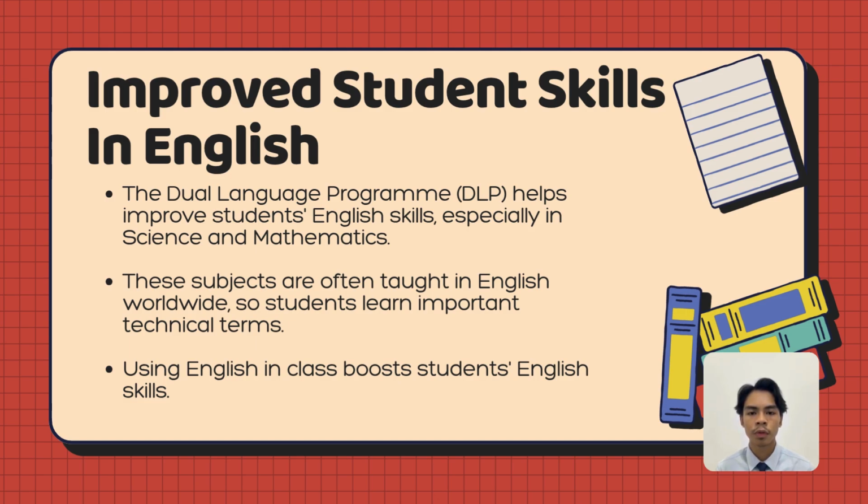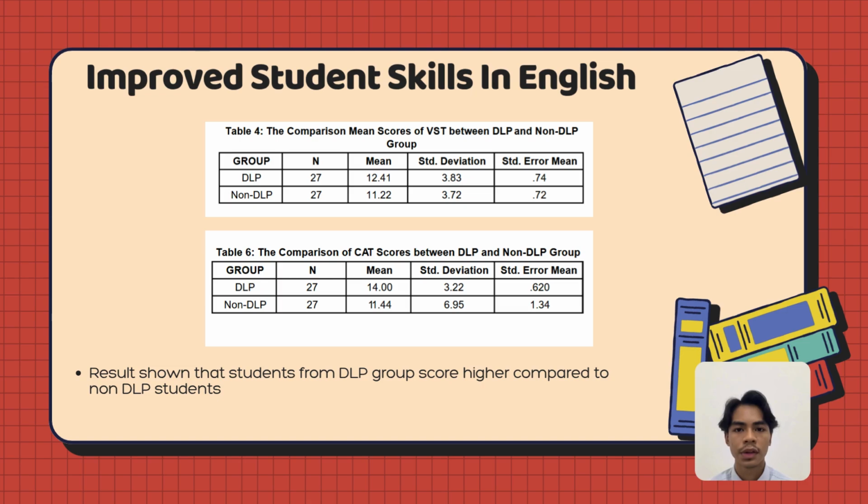This naturally improves both their spoken and written English skills over time. Teachers also reported better classroom discussion and stronger confidence among students when expressing scientific ideas in English. There was a research test on students using a vocabulary size test and a comparative additive test. Results have shown that students in the DLP group consistently perform better in exams compared to their non-DLP peers. This indicates that the program not only supports English learning but also enhances academic performance overall.